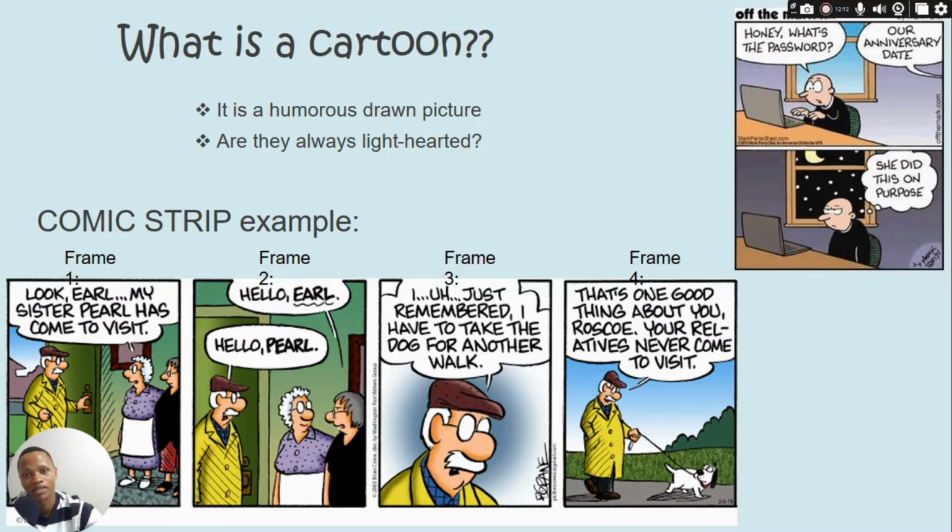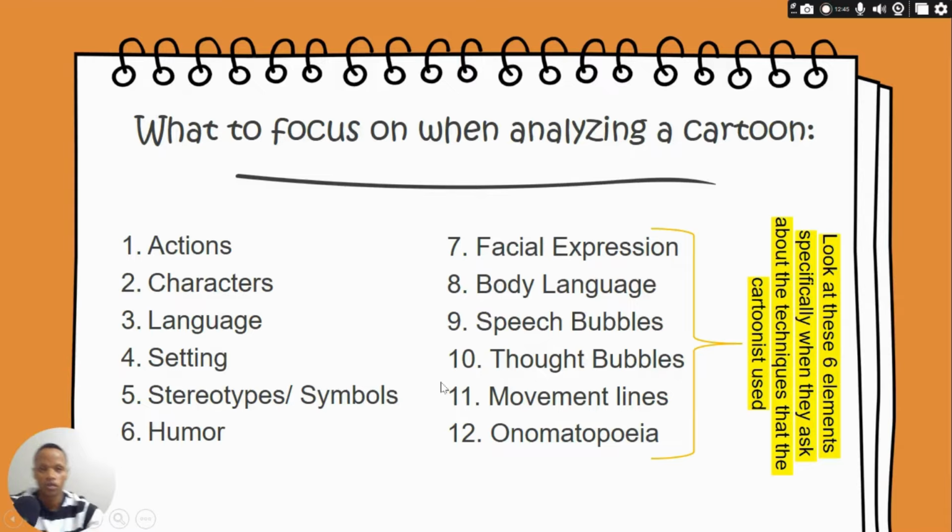Okay, now basically a cartoon is a humorous drawn picture. Are they always light-hearted? This is some of the questions I can ask you. And this is just an example of what a cartoon looks like. This is a comic strip example with frame 1, frame 2, frame 3, frame 4, and you see they present different scenes basically, and that's what you'll be looking at here. You see, these are characters, and then there are words here and speech bubbles and things like that.